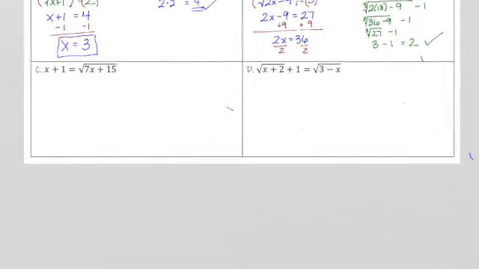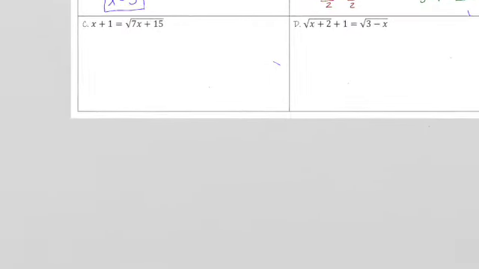So now let's come down here to C. Now this one still has just one radical. It needs to be by itself, and it is. It's over here all by itself on the right side of the equation, and the left side of the equation has everything else. So I can go ahead and just get rid of the root. Now this is a square root, so I'm going to square both sides.